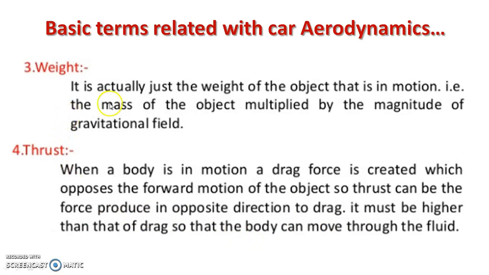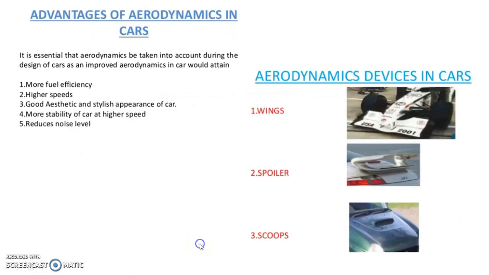What is weight? It is just the weight of the object that is in motion, that is the mass of the object multiplied by the magnitude of the gravitational field. When a body is in motion, a drag force is created which opposes the forward motion of the object, so thrust is the force produced in the direction opposite to drag. It must be higher than the drag so that the body can move through the fluid.